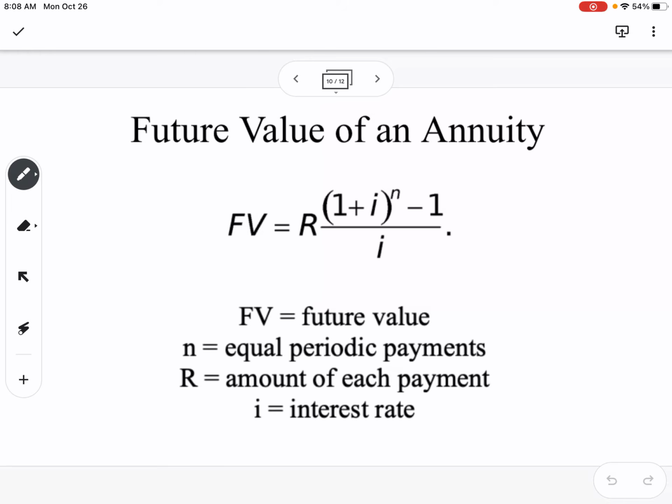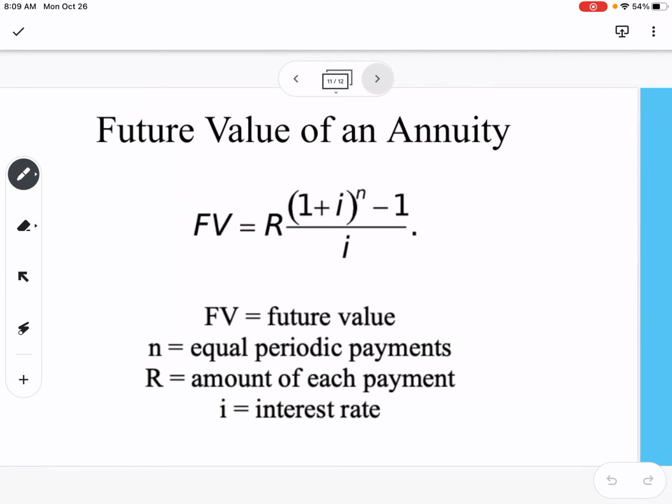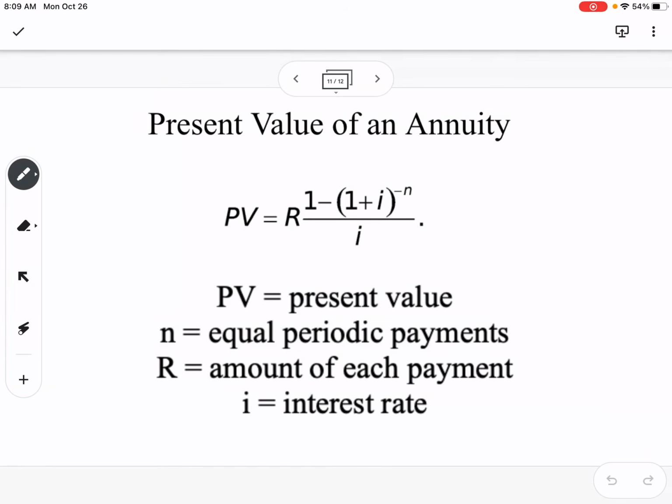Then we have two equations that we're going to look at. We have the future value of an annuity. This equation represents the future value of an annuity, where FV is our future value, N is our equal periodic payments, R is the amount of each payment, and I is our interest rate. And then we have the present value of an annuity, with the same variables but a slightly different equation. We're going to use this to talk about loan payments on a vehicle.